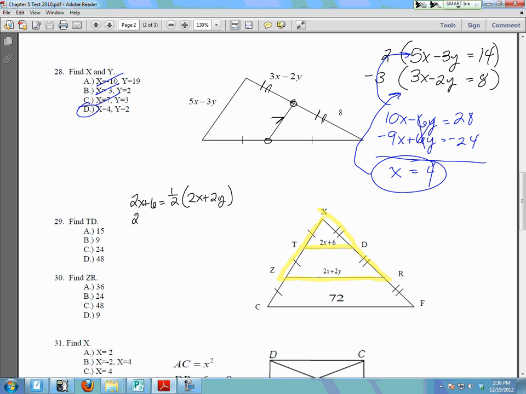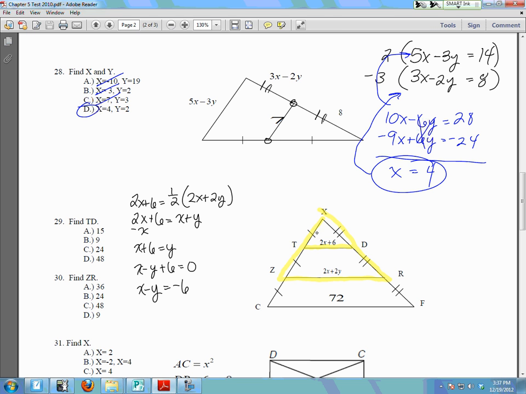Start multiplying. I get 2x plus 6 is equal to, multiply that 1/2 through, I get x plus y. So now I'll move the x and the y over, so I'll subtract x here. I'll get x plus 6 is equal to y. Moving my y over, I'll get x minus y plus 6 is equal to 0. So I'll be left with x minus y is equal to negative 6.